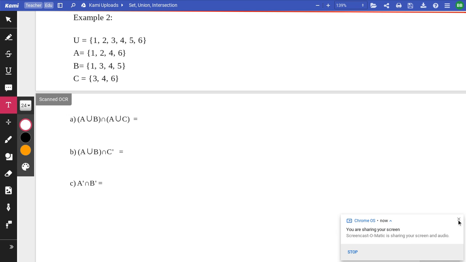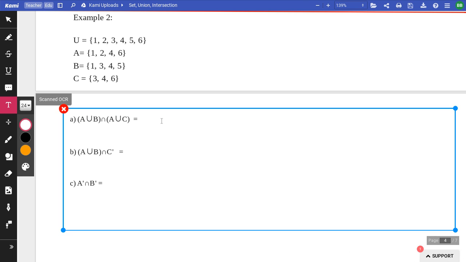Okay, so this is part 3. Let's go ahead and finish the examples. So example 2, the universe here is 1, 2, 3, 4, 5, 6. Set A includes 1, 2, 4, 6. Set B includes 1, 3, 4, 5. Set C includes 3, 4, 6.